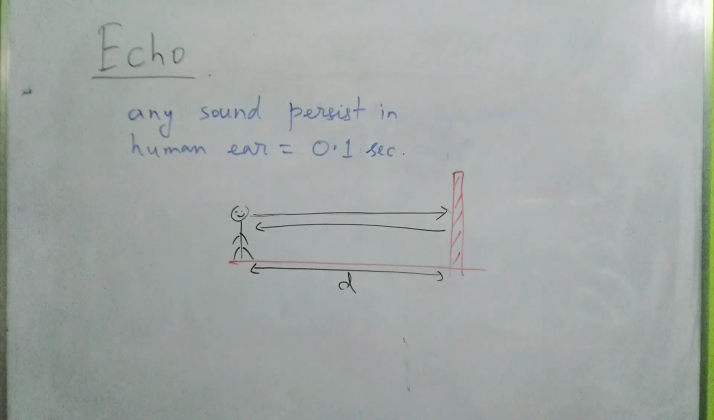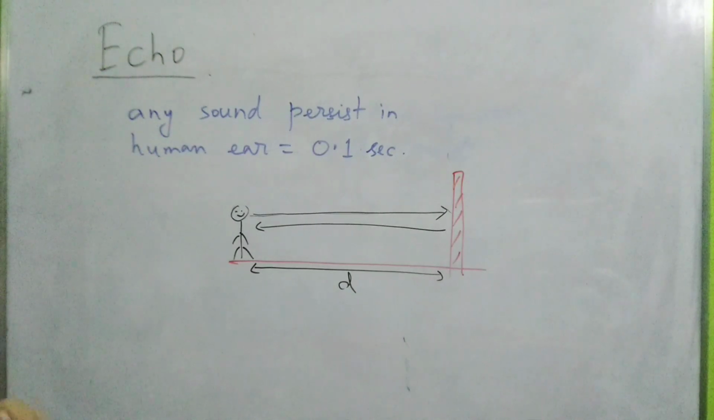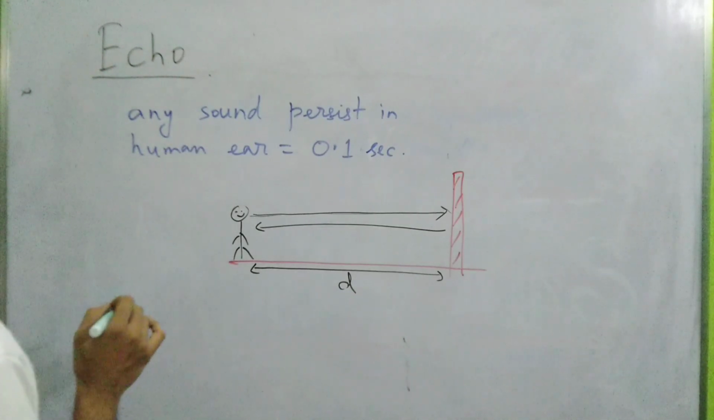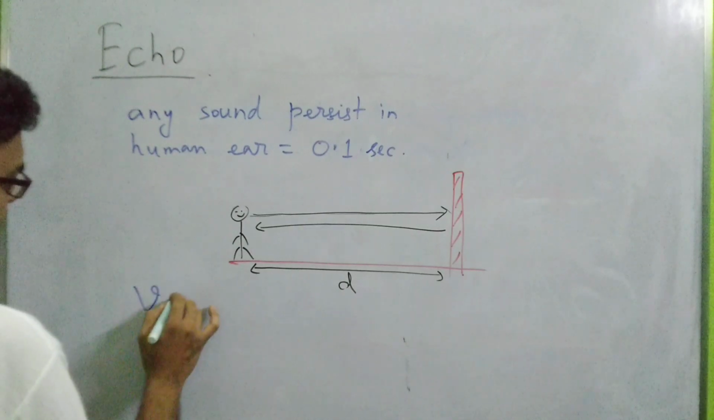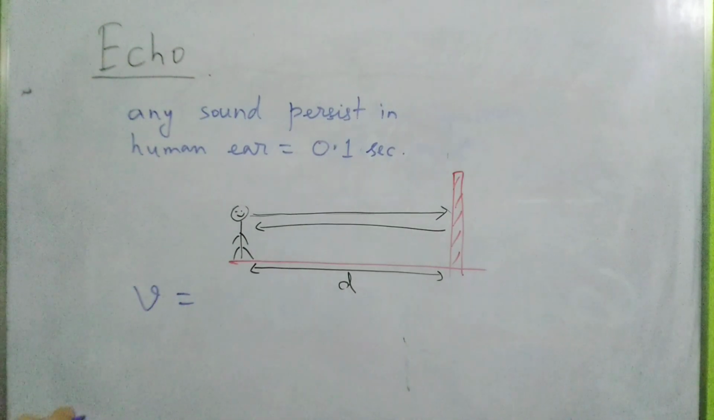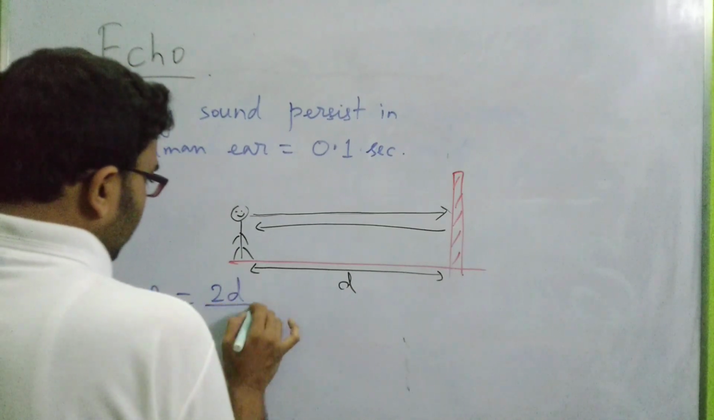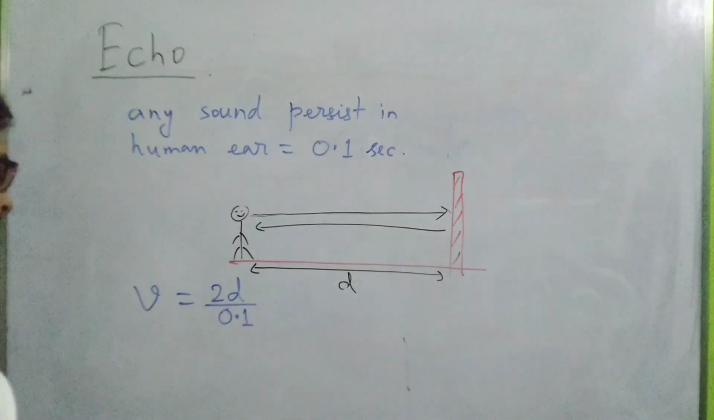Now what happened? If I consider that the minimum time after which the echo can be heard is 0.1 second, this is because sound persists in our human ear for 0.1 second. It can be said, what is the minimum distance required for hearing the echo? So we apply the formula, speed is equal to distance by time. Now what is the distance traveled by the sound here? The distance is 2d, and the time within which it is returning must be at least 0.1 second.